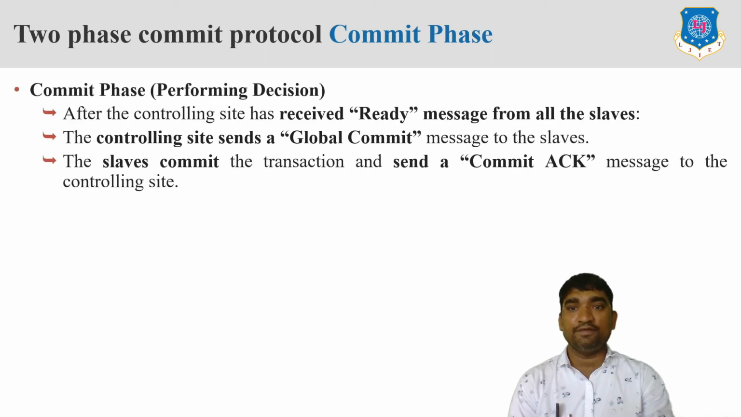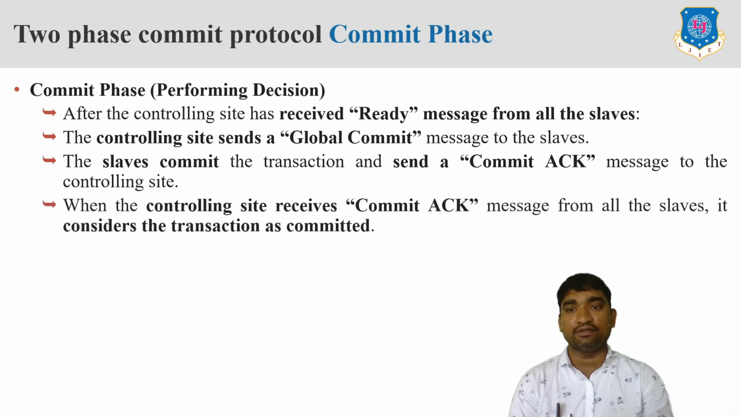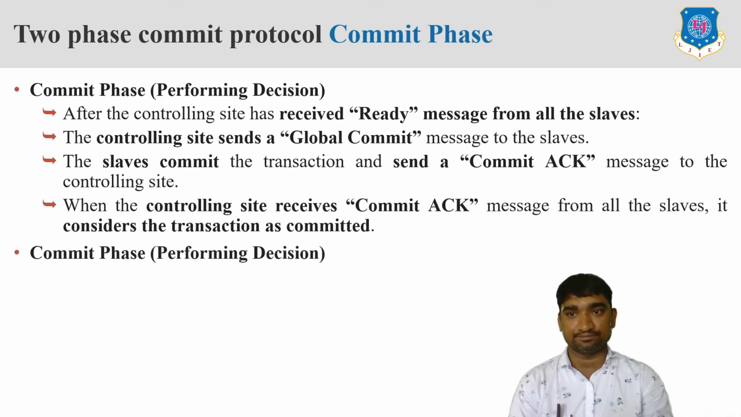Now the commit phase, also known as the performing decision phase. After the controlling site has received a ready message from all the slaves, it sends a global commit message to the slaves. The slaves commit the transaction and send a commit ACK message to the controlling site. When the controlling site receives commit ACK messages from all the slaves, it considers the transaction as committed.